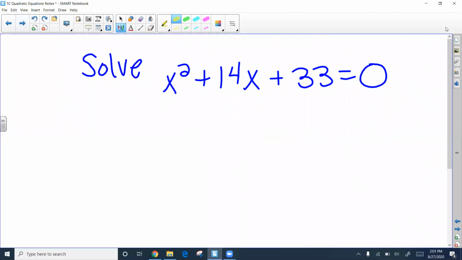Solve x squared plus 14x plus 33 equals 0. So this one's similar to problem number 1. Hopefully it's already equal to 0, so that makes it easier. And it should be easy to factor because the leading coefficient is 1. But then after you factor, don't forget to solve. And then once you have your two solutions, type them to me in the chat.